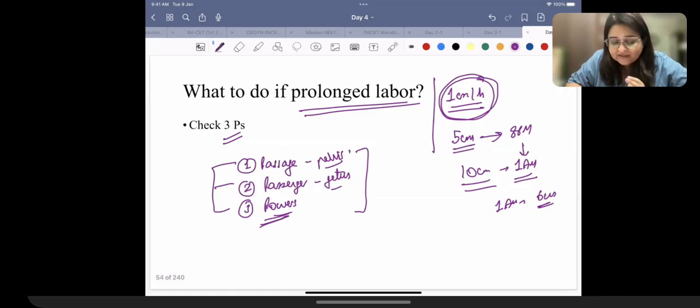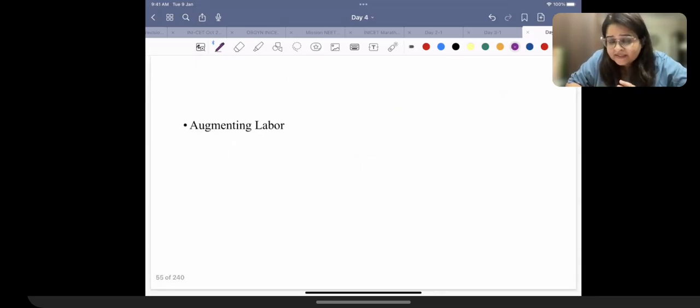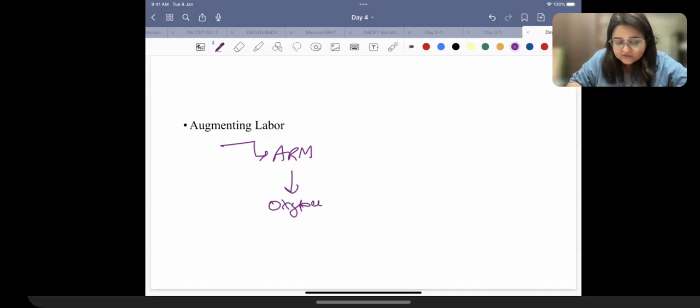Okay, you can't correct a problem in the pelvis. You can only detect a problem in the fetus, so you can anticipate complications, but you can correct a problem in the powers. If the contractions are not good, very good, Aditya, you will augment labor. How will you augment labor? Usually, what we do first is an artificial rupture of membranes. And if this doesn't augment the contractions, we give oxytocin.